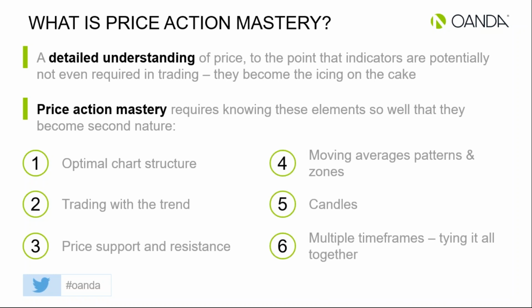And what level of understanding is required, you might ask? Well, you need to know them so well that they are second nature almost. So 6 points there. When you start out, you'll be looking for optimal chart structure. We'll talk about what that means. We'll look at trading with a trend. I'll recap trends for you in a sec. We'll look for price support and resistance. And we're going to look for moving average zones and patterns.